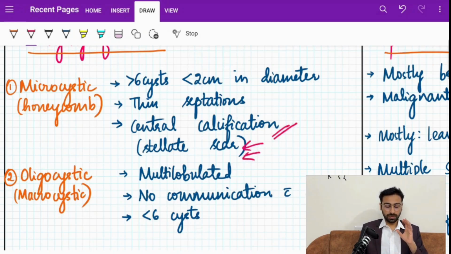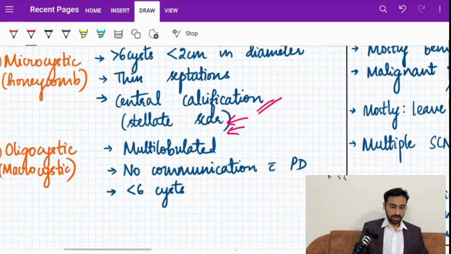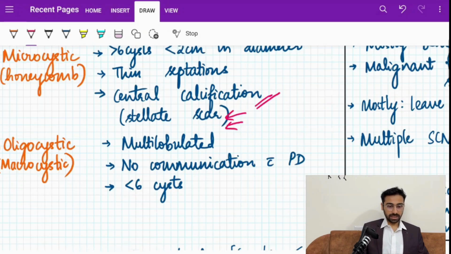However, I want all of you to imprint this in your mind: central stellate calcification, multiple cysts, it is a serous cystic neoplasm. More than 60 years, you are almost 100% certain it is a serous cystic neoplasm. In the oligocystic variant, also known as the macrocystic variant, it is usually multilobulated. There is no communication with the pancreatic duct and there are less than 6 cysts.